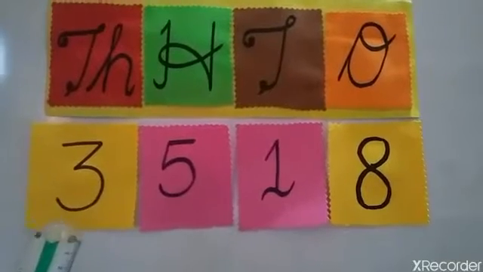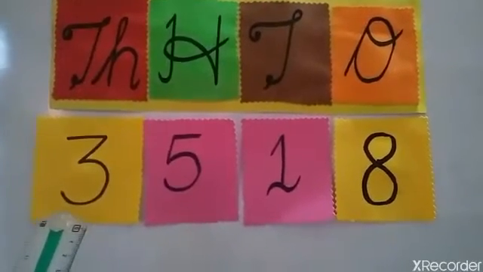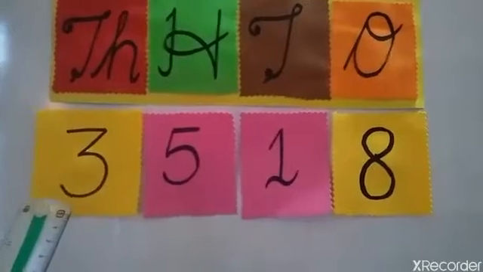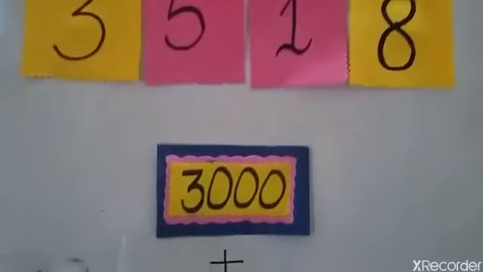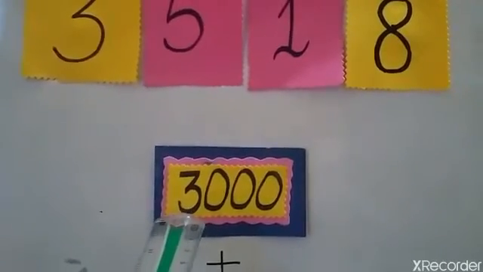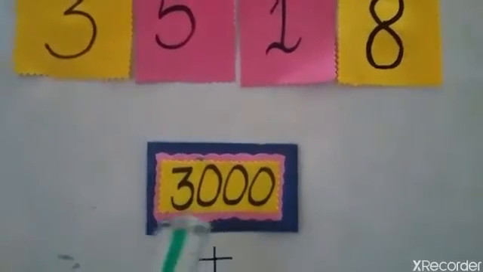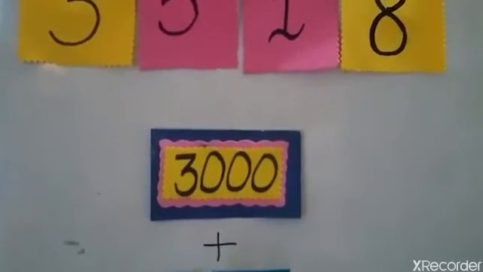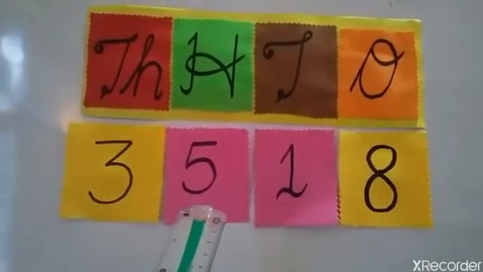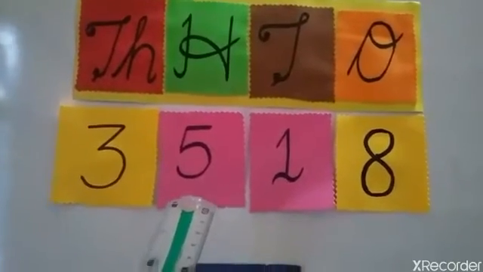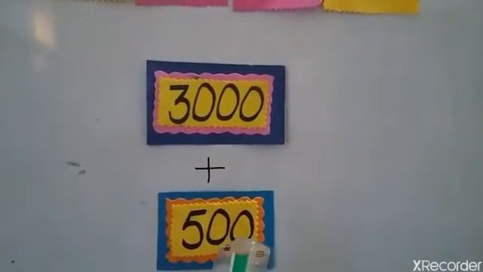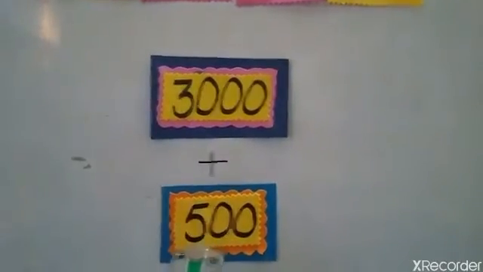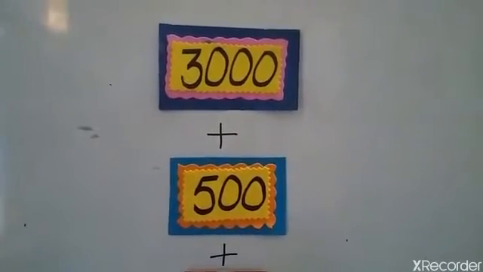So first we start from 3 and the place value of 3 is thousands. So we write first 3 and in thousands we have 000, that's why we write 3000. Then we write the sign of plus. Next digit is 5 and the place value of 5 is hundreds. So first we write 5 and in hundreds we have 00, that's why we write 500. Then we write the sign of plus.